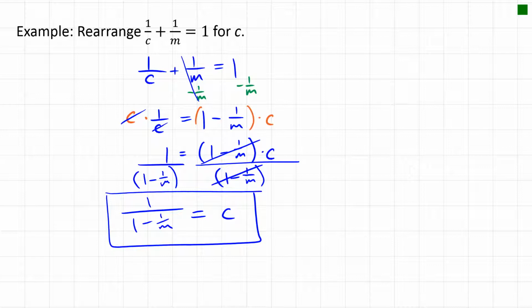There are other methods we could take to do this, but this is the method that I saw at first, and I thought I could rearrange this successfully, so that's the method I took. But there are other methods that you could use that would also solve for c, or rearrange for c, successfully as well.